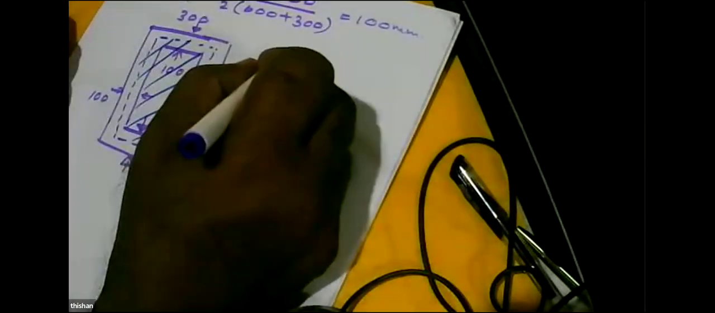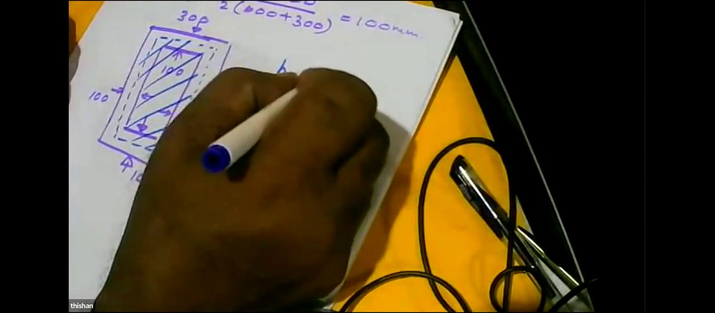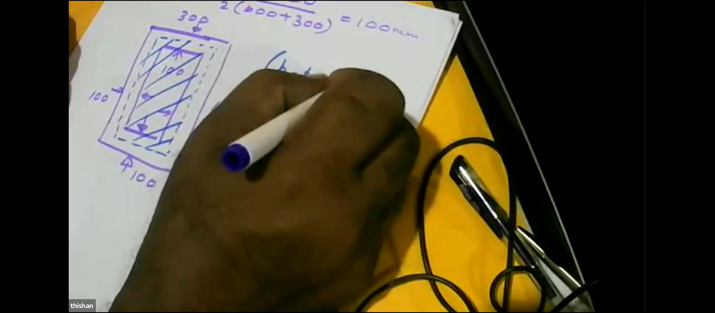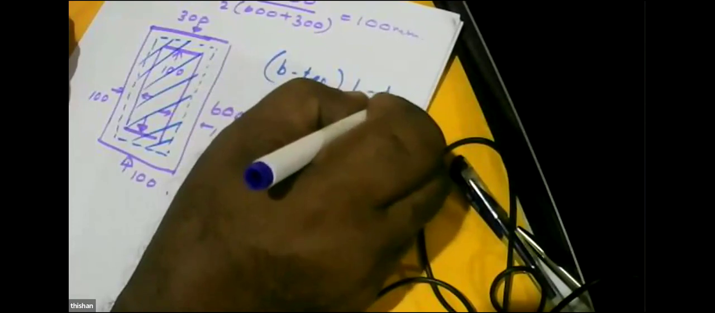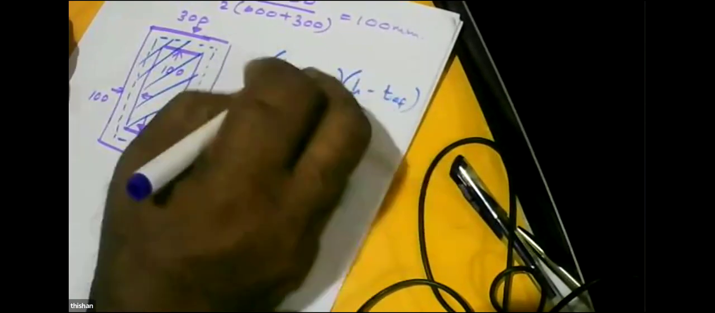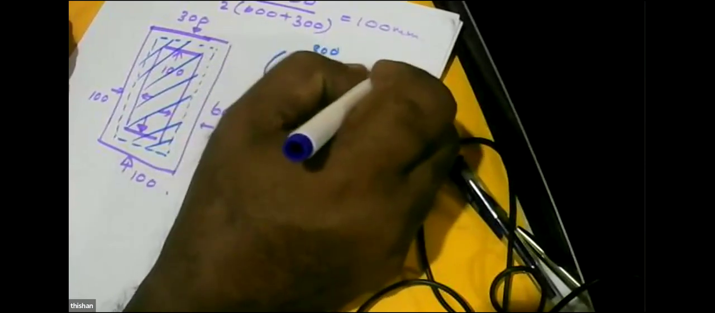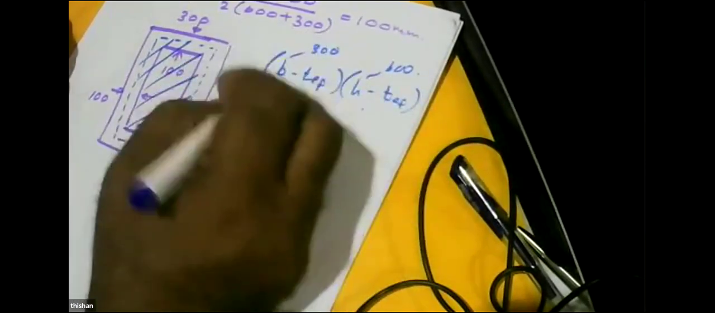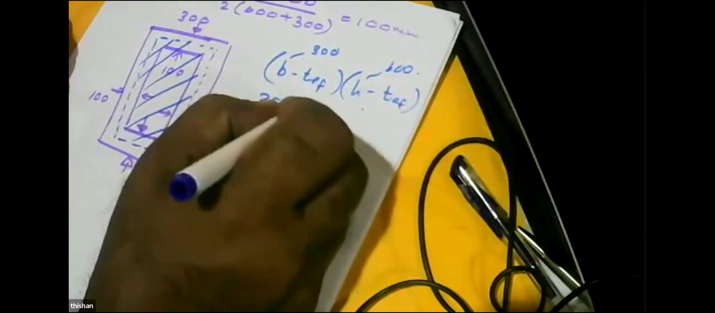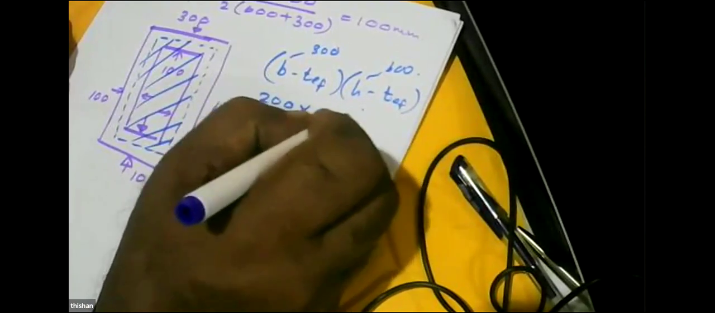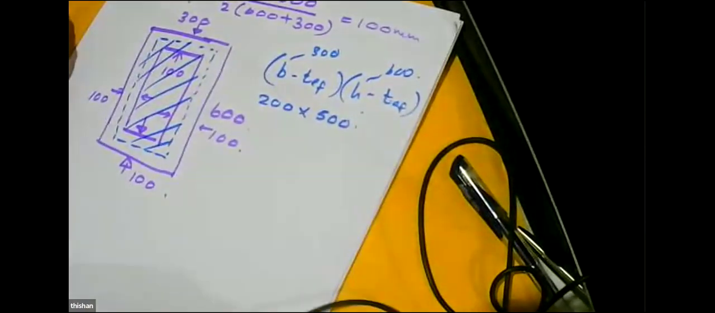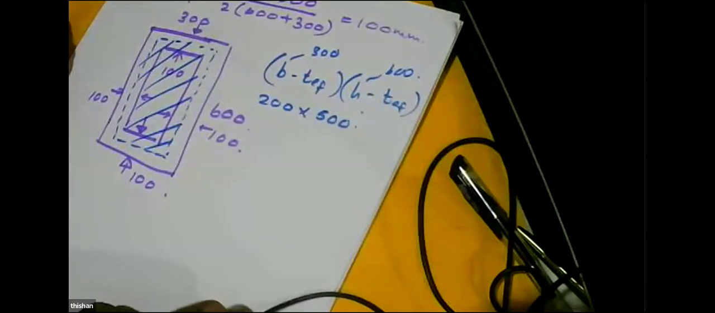And that area is (B minus T effective) multiplied by (H minus T effective). So B is 300, H is 600. So that is 200 multiplied by 500. That's 300 multiplied by 500.